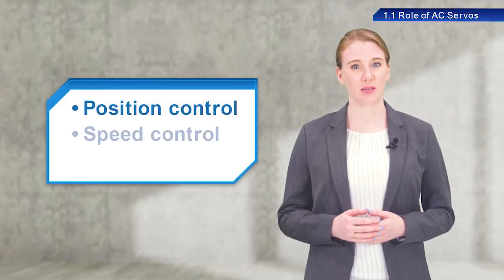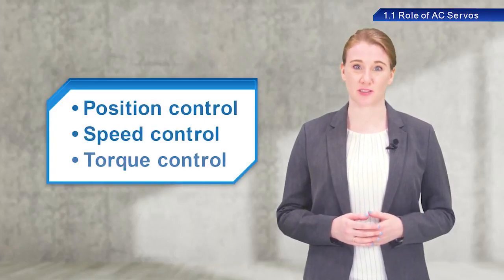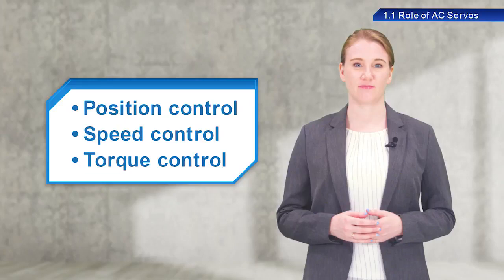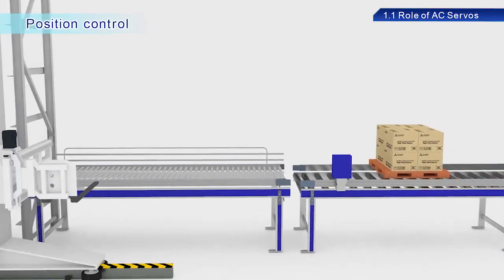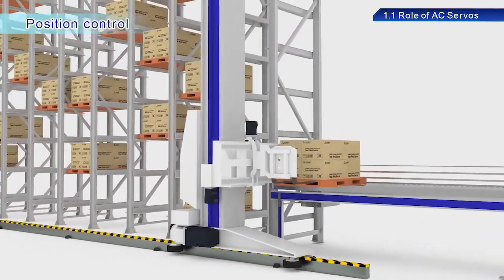Now, let's think about what kinds of things can be done using AC servos. And here I will explain about different types of control. AC servos provide three types of control: position control, speed control, and torque control. Let's go over position control first.